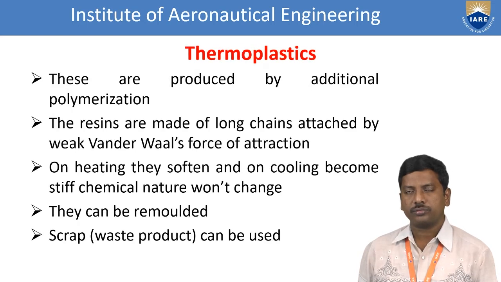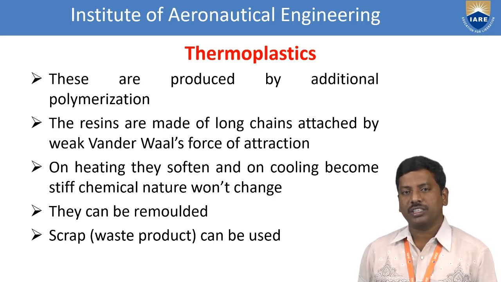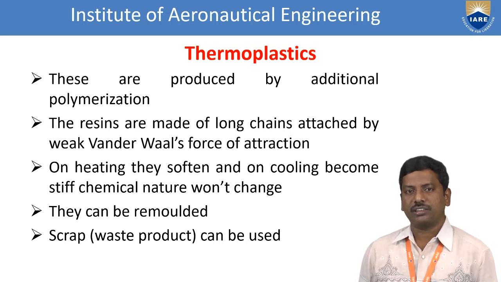Okay, and after that we see the types of plastics. The types of plastics are mainly classified into two types: thermoplastics and thermosetting plastics. From the title we can understand, the first one is thermoplastics. These plastics are molded by temperature into a desired shape. That means the plastics are soft on heating and stiff on cooling.